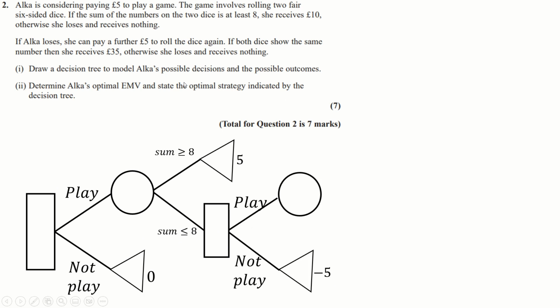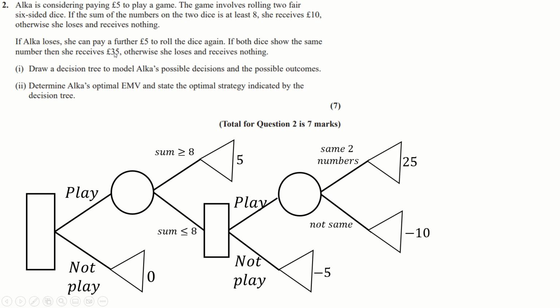If you play, another thing happens where if the same number appears on both the dice, you get £35, which isn't actually £35, is it? Because you paid £5 here and another £5 here, so you're actually only going to win £25. Or if you lose, you'll of course lose those £10. So okay, there's just some probabilities put in here.